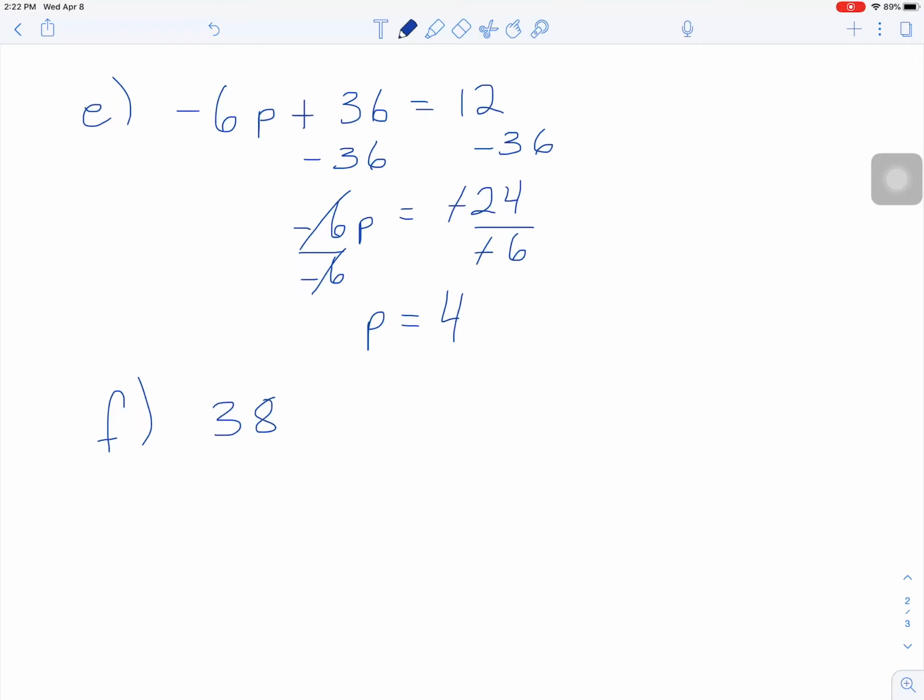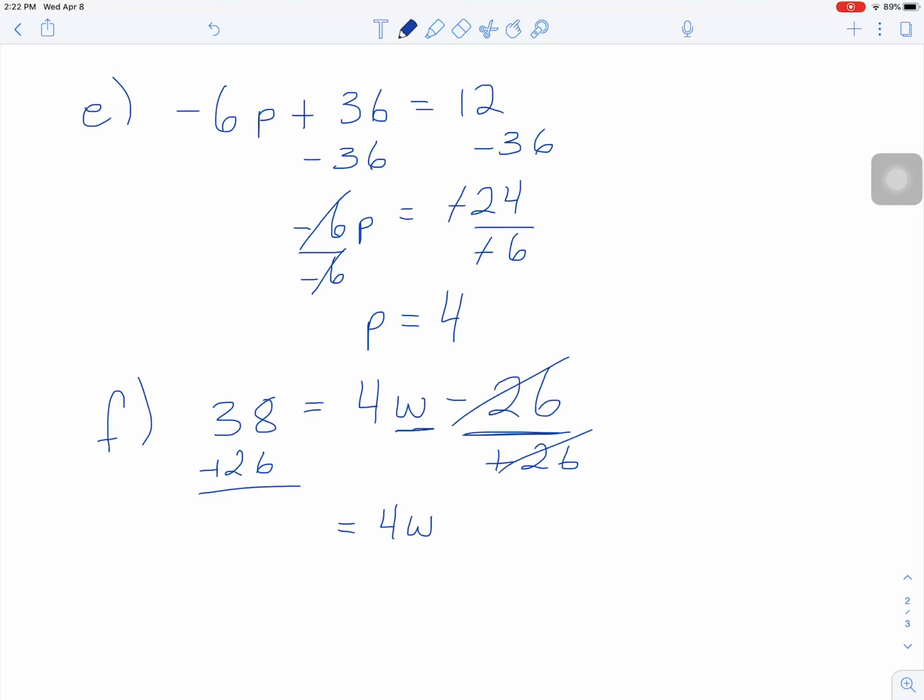F. 38 equals 4w minus 26. Okay, so we're looking to get the w separated. So again, we have a negative number here, so we're going to have to add 26. We're going to have to add 26. Okay, so we have 4w on this side now, because these are canceling each other out. And we have 64 equals 4w.